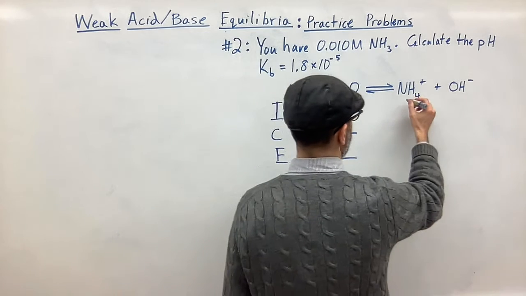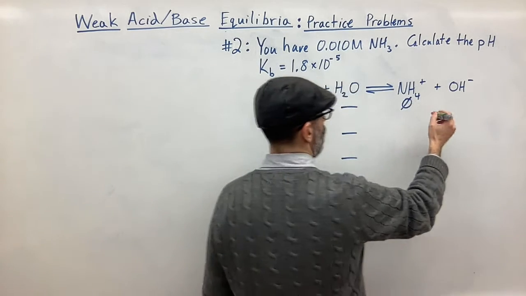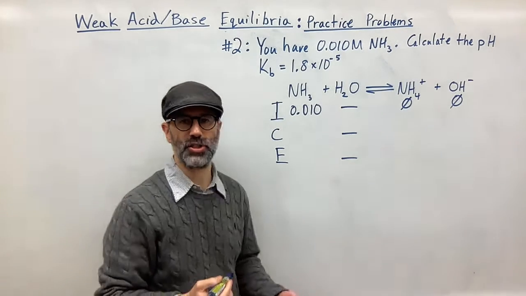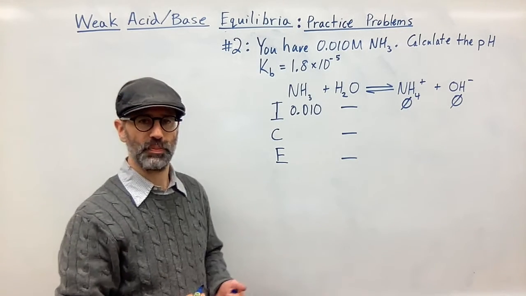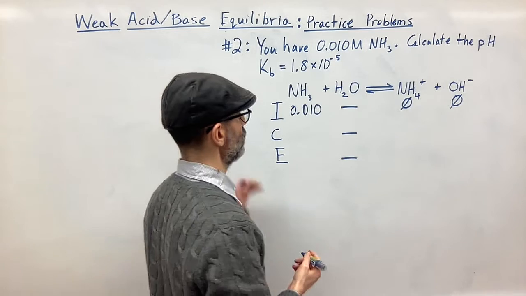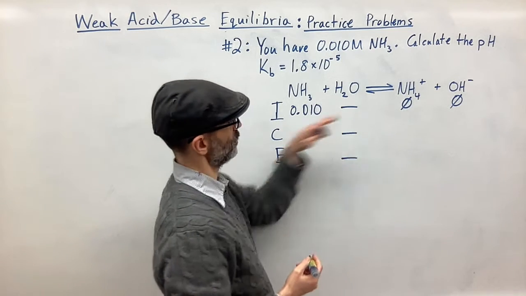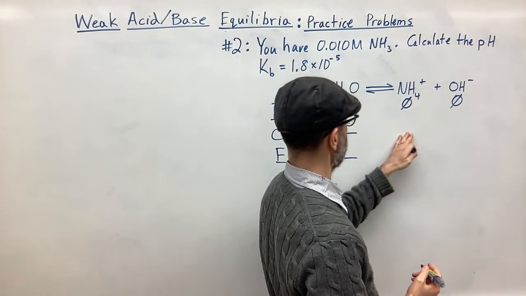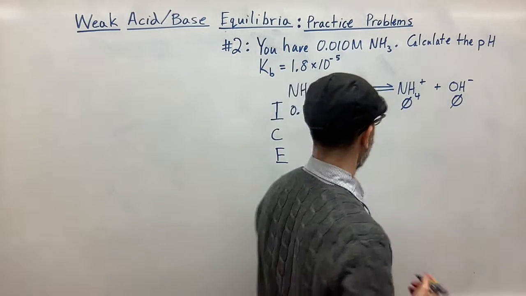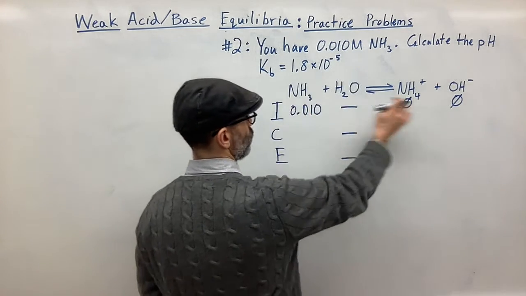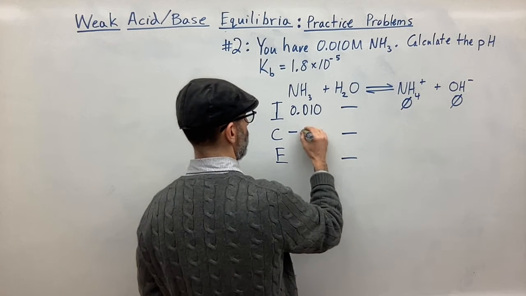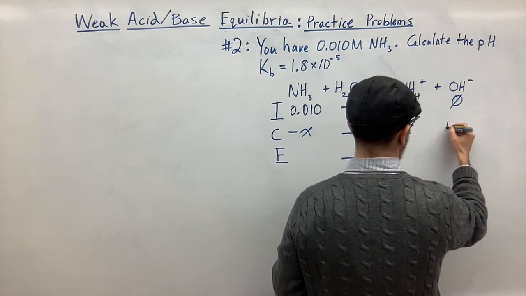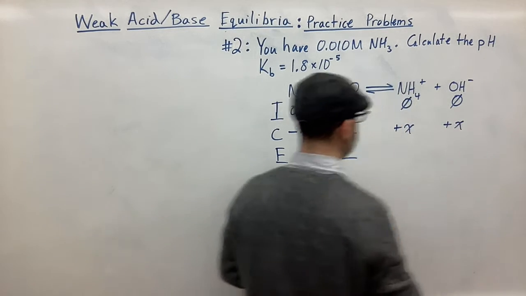And then we have here 0 concentration. So we're starting with 0 for both of those. We're not given any information, so assume that it's 0. And then now we do the change. Since we got 0, we know it's going to go this way, so we're going to lose some of our base and we're going to gain some of the conjugate acid and some of the hydroxide. So it's a 1 to 1 to 1. So this is going to be minus x. This is going to be plus an x amount and plus an x amount.